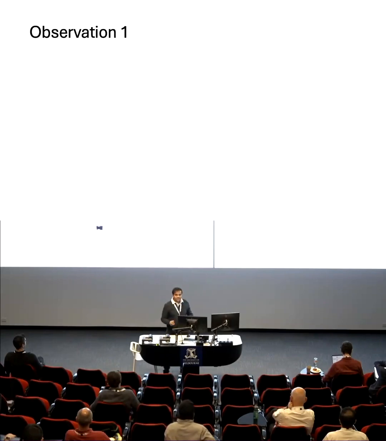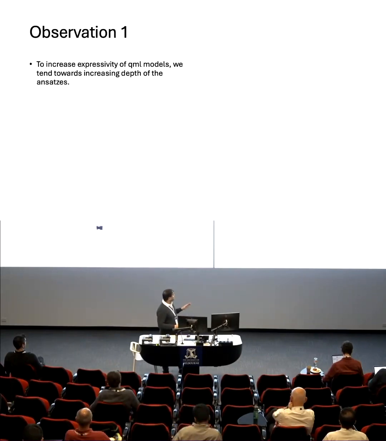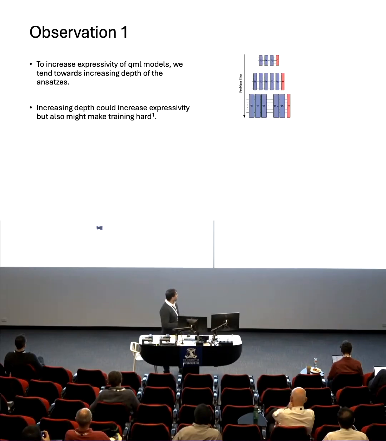Now, I want to make two key observations about this regime. The first observation is that to increase the expressivity of these QML models, we usually tend to increase the depth of the underlying ansatz, right? But increasing depth in general can lead to barren plateaus, and that might make the training hard.